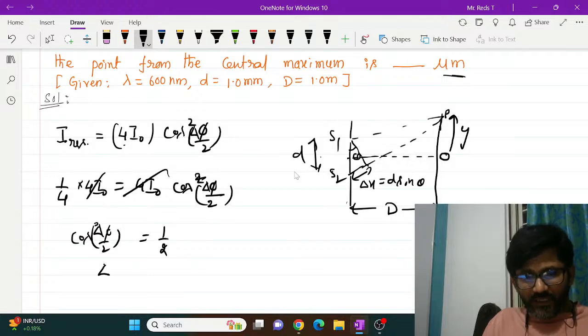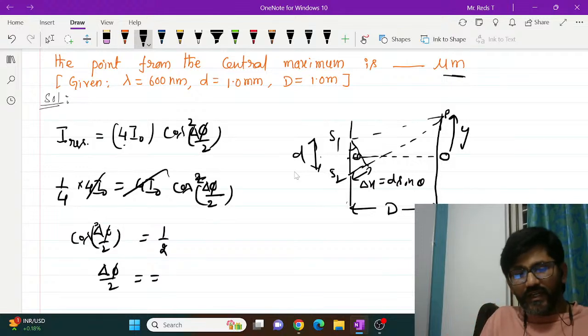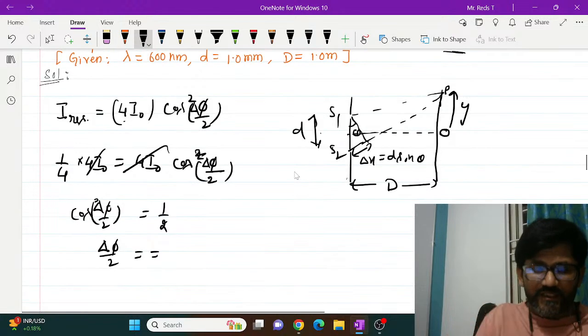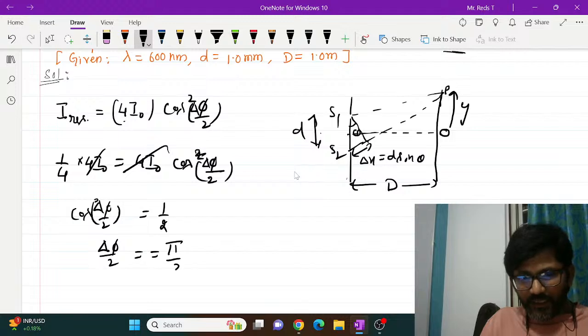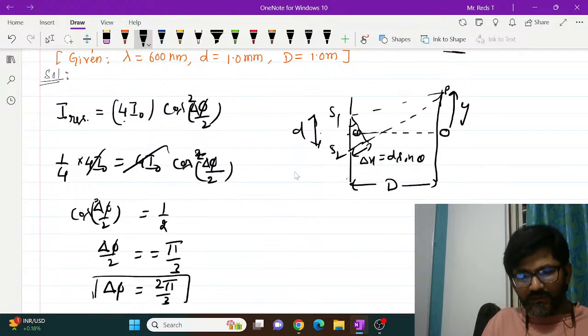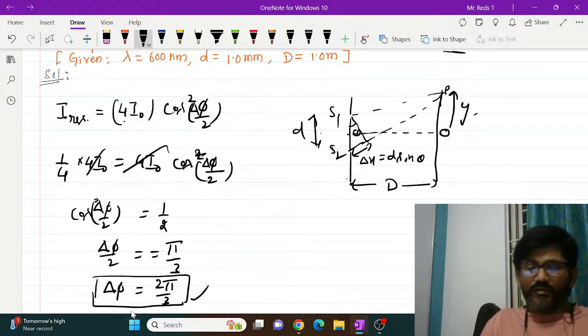So therefore, delta phi by 2 is equal to cos inverse of 1 by 2. For what angle will cos give 1 by 2? 60 degrees, that is pi by 3. So from this, you can write the phase difference delta phi is equal to 2 pi by 3. So the phase difference of the waves meeting at the point P, which is at the distance y, is 2 pi by 3.